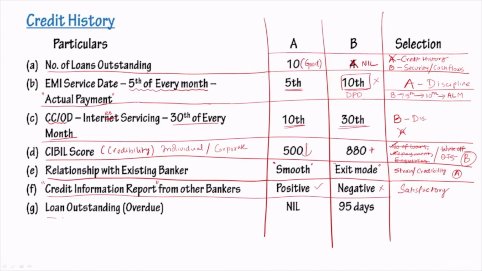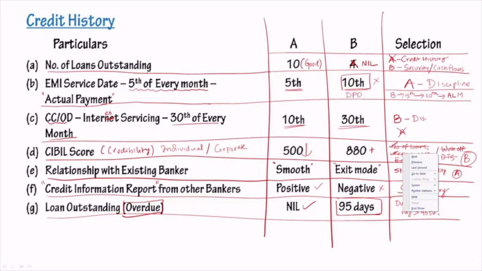Okay, and let us also look at the loans outstanding position. Mr. A has got a loan, but he has no overdue. There is nothing overdue, whereas Mr. B has a loan and that has an overdue of 95 days. What do I mean by overdue? That is, payment not happening on the due date. It means it has crossed the due date by more than 90 days. It means the payment is pending for greater than 90 days. In this case, it is 95 days.